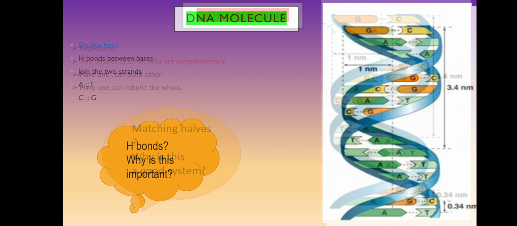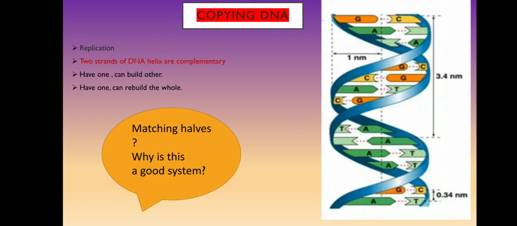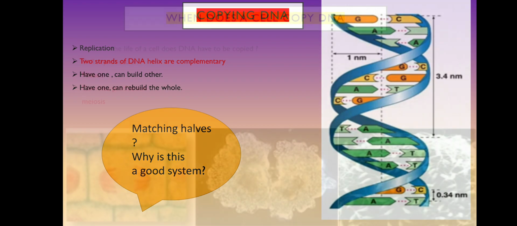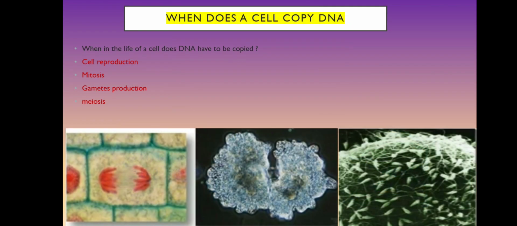Copying DNA, that is the replication of DNA. The two strands of the DNA helix are complementary. Half can build the other half and half can rebuild the whole. When does a cell copy DNA? During cell reproduction, mitosis, etc.